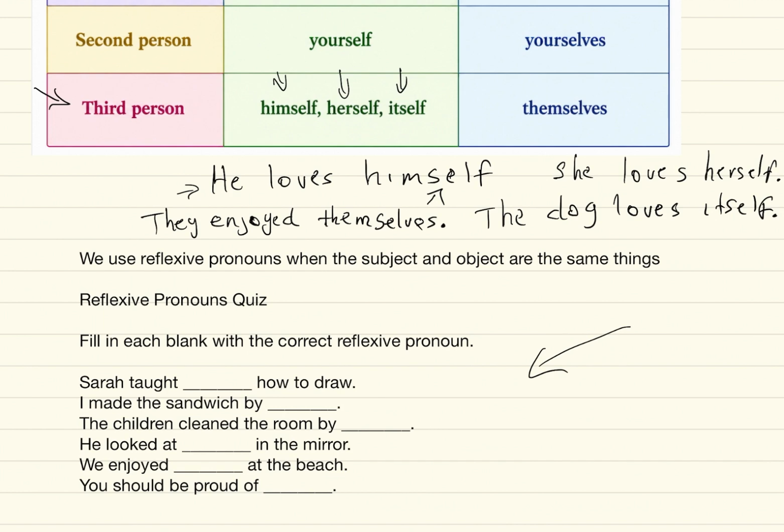Okay, so let's go through it. Sarah taught blank how to draw. So remember, we're talking about Sarah, and Sarah's probably talking about herself, and typically Sarah is a female. So Sarah taught herself how to draw. Okay, so the subject and object are the same. Then the second one, I made the sandwich by myself.